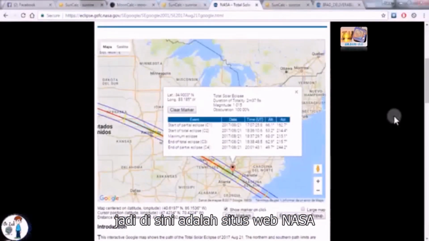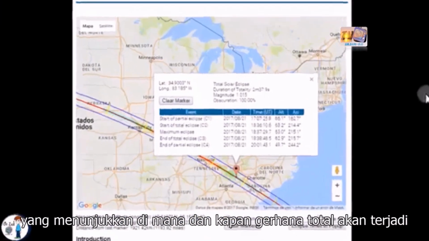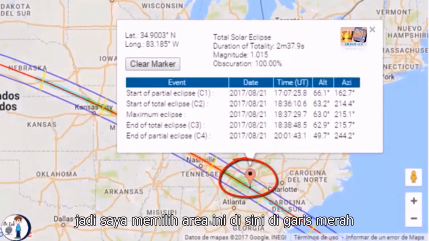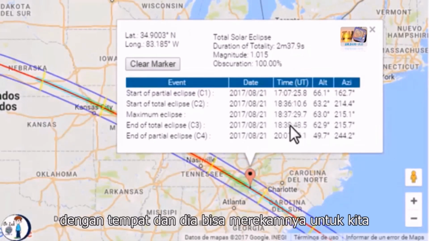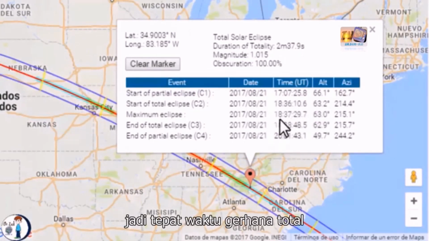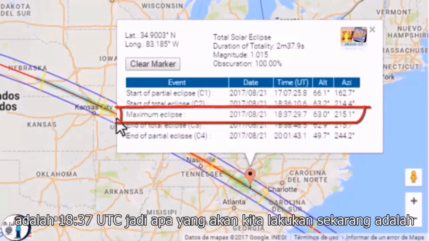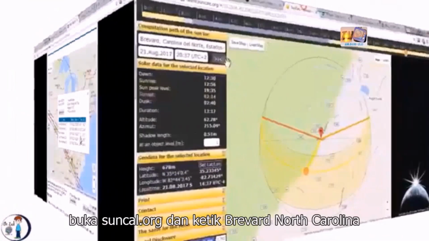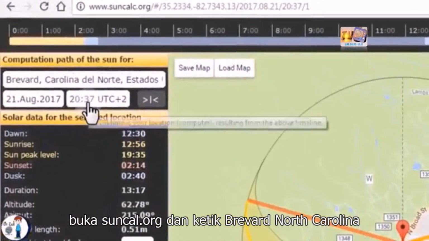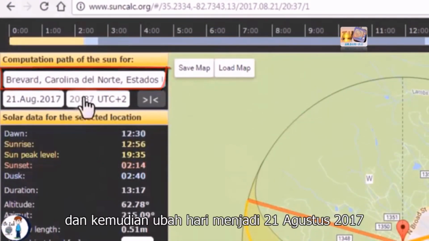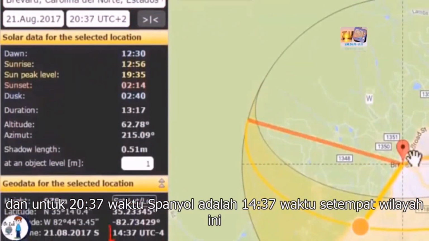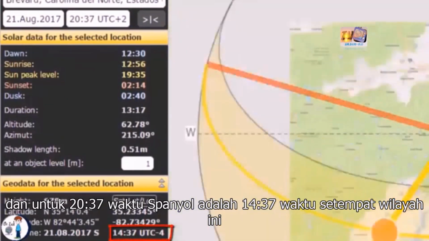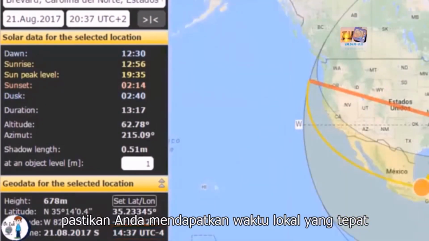So here is a NASA website that shows you where and when the total eclipse is going to happen. So I chose this area right here on that red line because I have a friend who lives very close to it and she can film it for us. So the exact time of the maximum eclipse is 1837 UTC. So what we are going to do now is go to suncalc.org and type in Brevard, North Carolina, and then change the date to 21 August 2017 and the time to 2037 Spain time, which is 2:37 p.m. local time of this area. Make sure you have the correct local time.